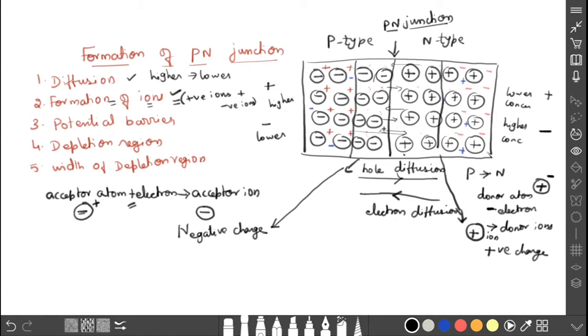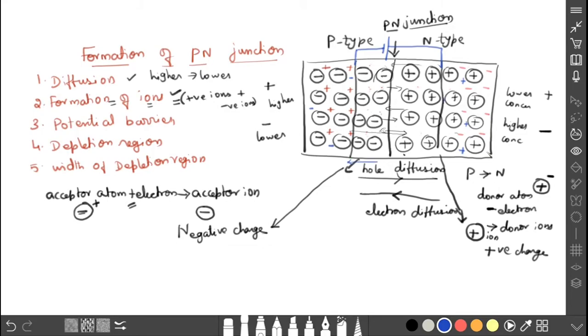Once the ions are formed, it does not allow the movement of charge carriers across the junction. Here positive charge means some potential. So you see here positive potential is there, here negative potential is there, so that it builds a potential difference. This is the negative potential and this is the positive potential on this side. Can you understand this part? Near the junction, it produces a potential difference, one side negative and another side positive.